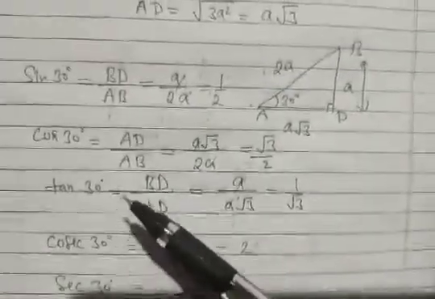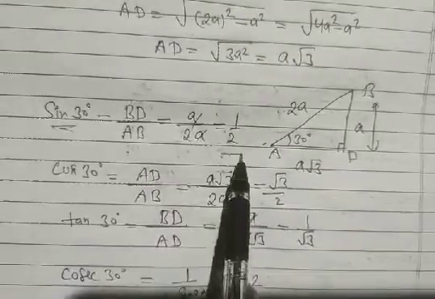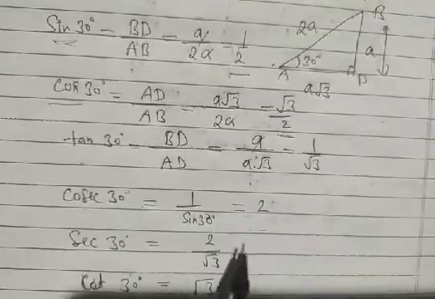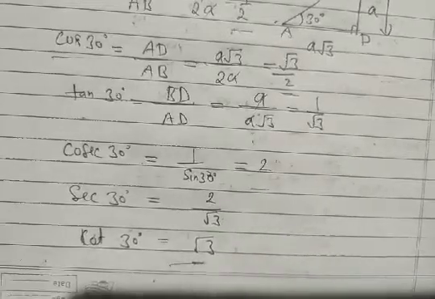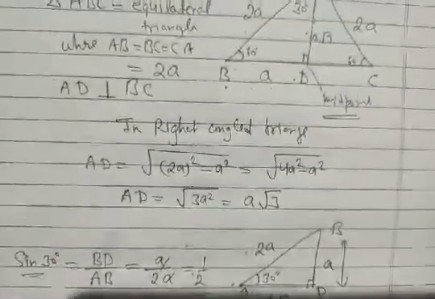Now what do we get? The value of sine 30 is 1 by 2. The value of cos 30 is root 3 by 2. The value of tan 30 is 1 by root 3. Cosec 30 is 2. Sec 30 is 2 by root 3. And cot 30 is root 3. Now we have all the values of the trigonometric ratios of 30 degrees.